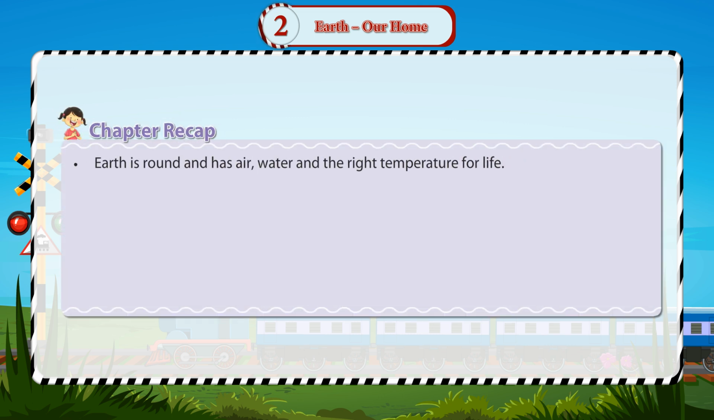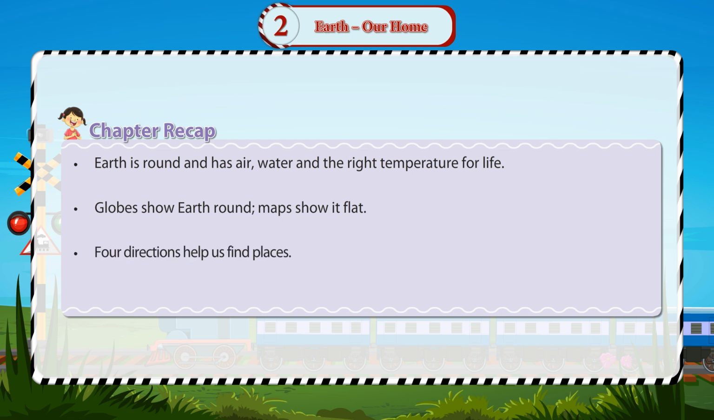Chapter Recap. Earth is round and has air, water, and the right temperature for life. Globes show Earth round, maps show it flat. 4 directions help us find places. There are 5 oceans and 7 continents.